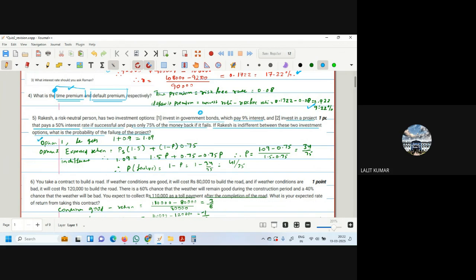So we see option 1, 9%. If he invests 1, he'll get 1.09. In option 2, there are two probabilities: probability of success and probability of failure. So let's take P as the probability of success. In this case, he will get P into 1.5, this is the 1.5, plus 1 minus P.